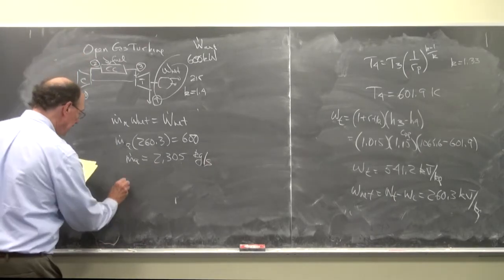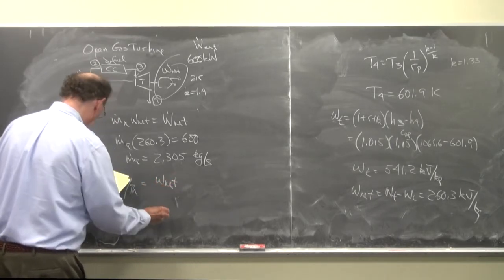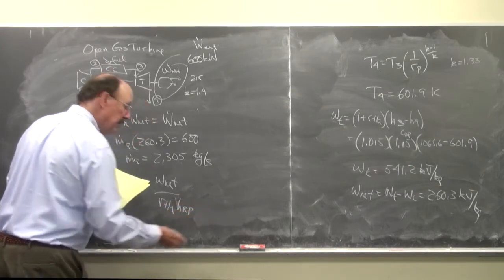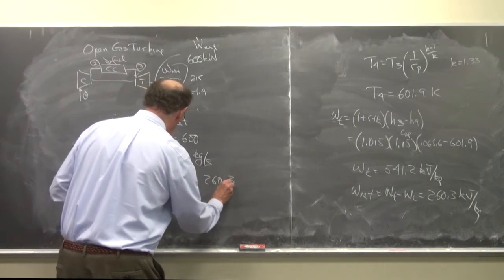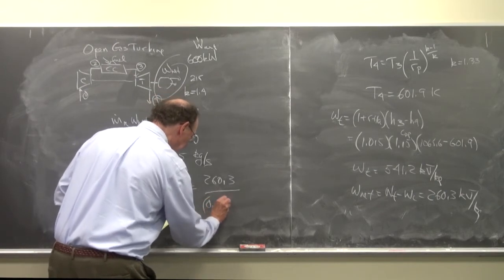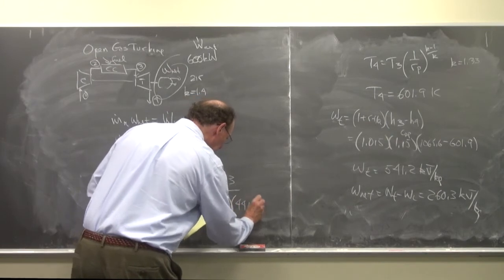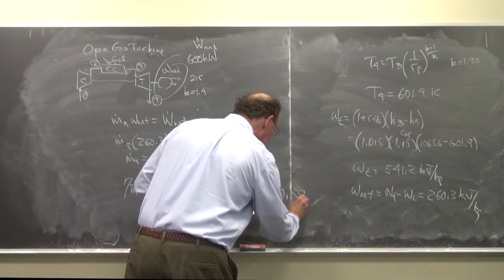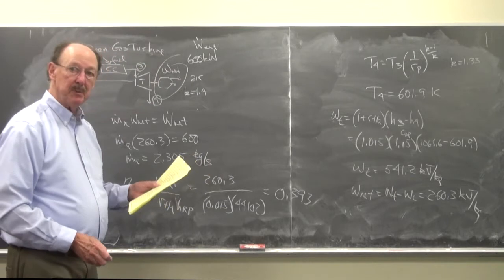And so then we have that the thermal efficiency is equal to W net over RFA H sub RP. So we have this is 260.3 divided by 0.015 times 44,102, is equal to 0.393. So we have 39.3%.